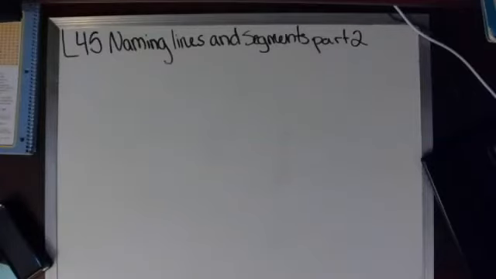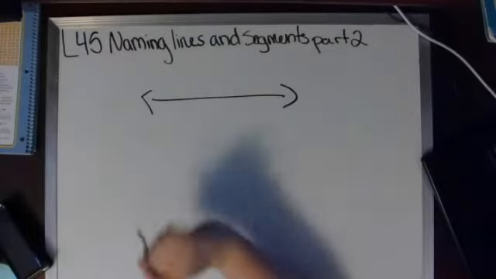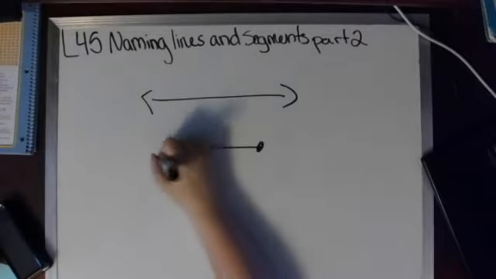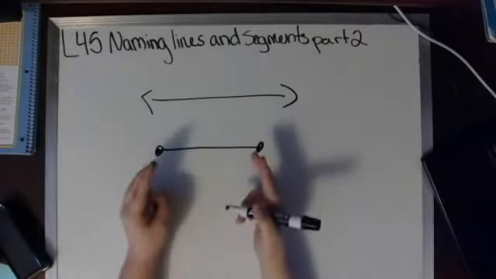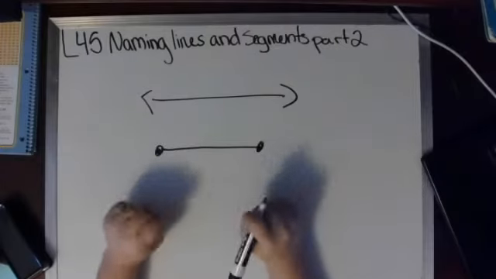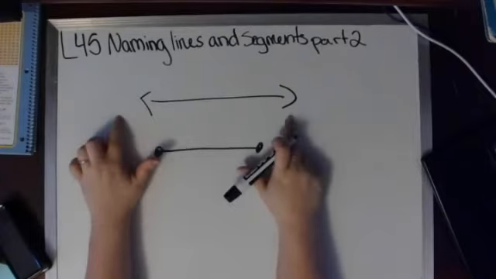This is lesson 45, naming lines and segments, part 2. So just a quick reminder, a line looks like this and goes forever and ever and always, hence the arrows on both sides, and a segment is this. It is a piece of a line. It is where both sides of the line or a piece of it has been cut and you have taken the piece out, and so you have a segment of a line. Line, segment, line, segment.